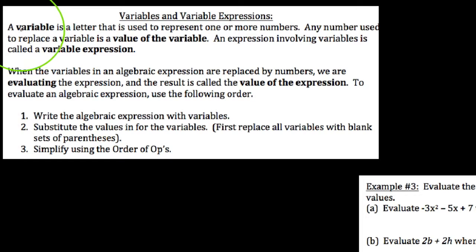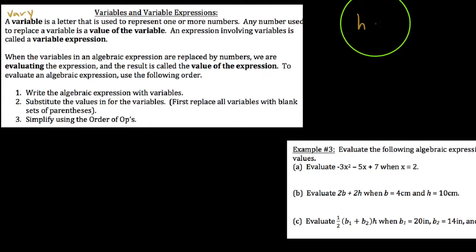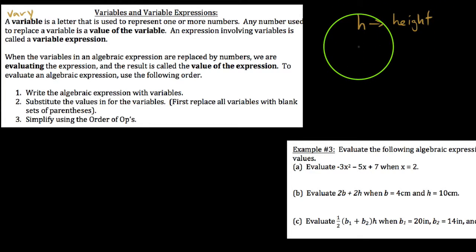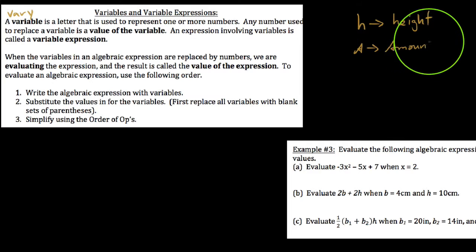Of course, the root word of variable, we want to just recognize here, is vary, and to vary is to change. So when we talk about a variable, we say it's a letter used to represent one or more numbers. We could have a variable, say h, that represents the height of a random person that we pull out of a crowd. Or we could say we have a variable a that represents the amount of money that I make in a given pay period or something like that.